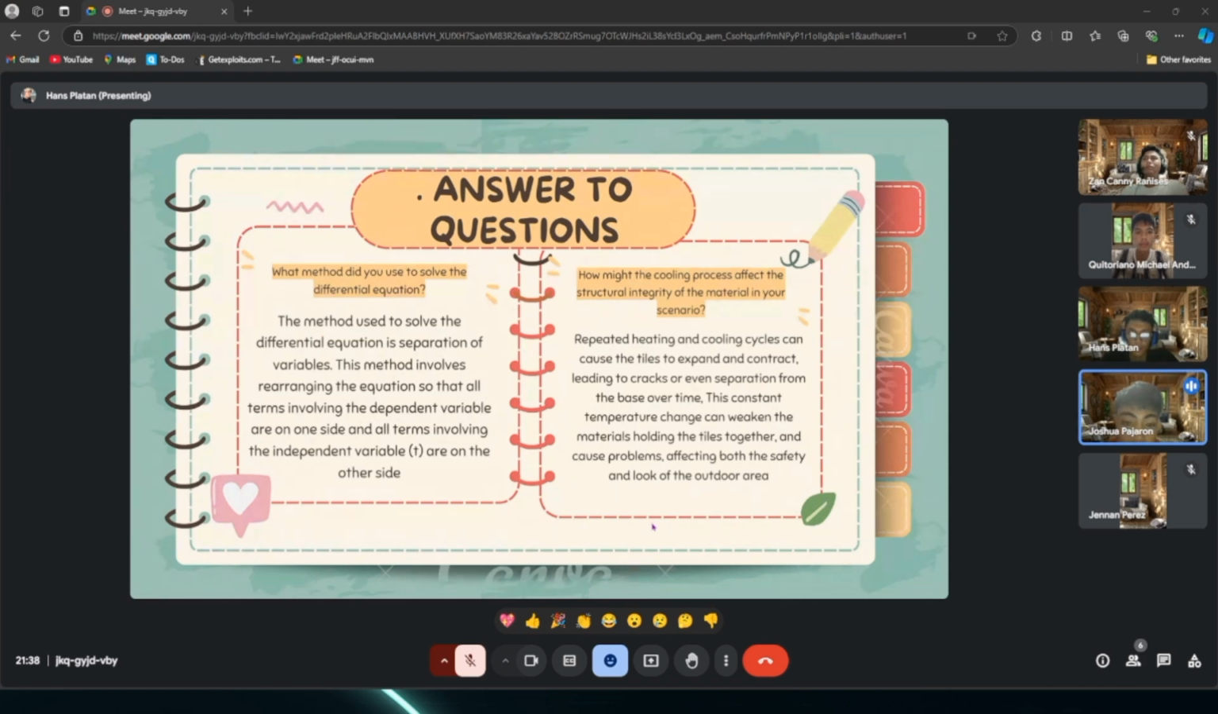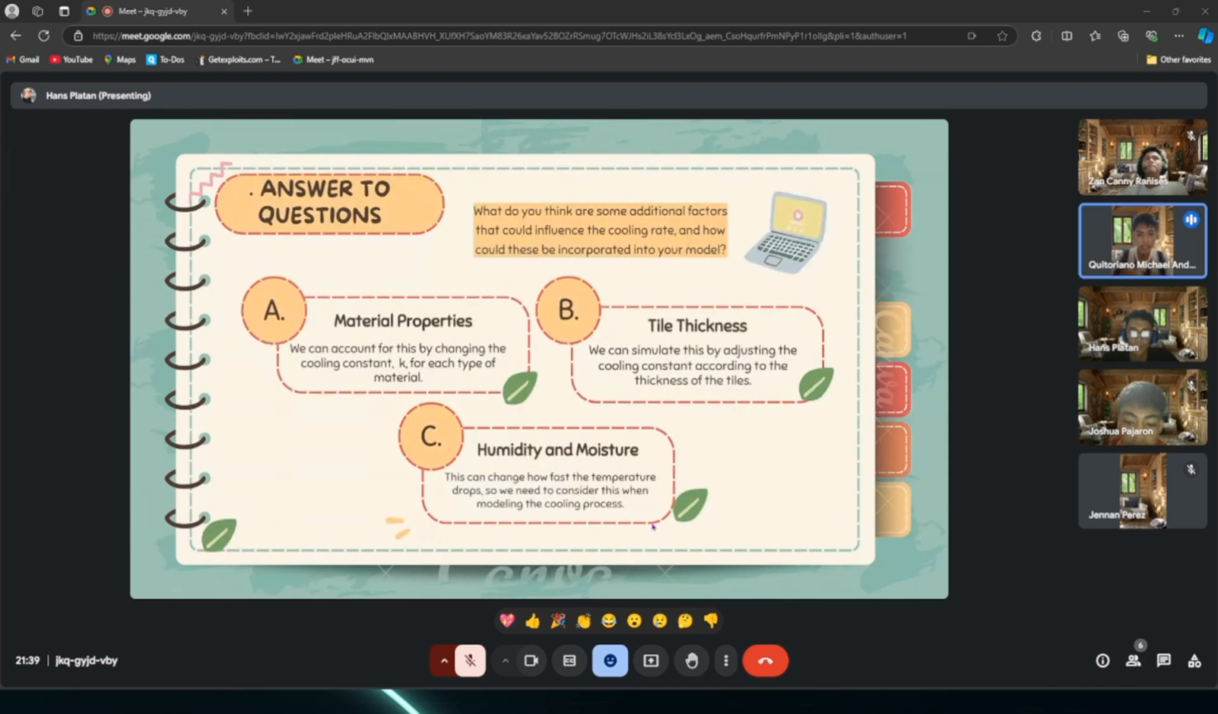affecting its overall strength. So for the last question, what do you think are some additional factors that could influence the cooling rate, and how could this be incorporated into your model? So in our case, we have three additional factors. First is the material properties. Different types of tiles like ceramic, porcelain, and stone have different abilities to conduct heat and expand when heated. These differences affect how quickly they cool down. We can account for this by changing the cooling constant k for each type of material.